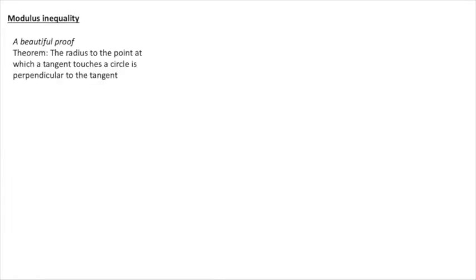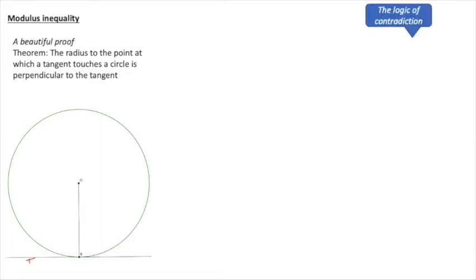The first one we're going to look at is a modulus inequality, and this is a particularly beautiful proof, I think. The theorem is that the radius to the point at which a tangent touches a circle is perpendicular to the tangent. So here we have our circle and the tangent marked with a red T and the radius from O to B. Now the logic of contradiction we're going to follow through as we look at this.